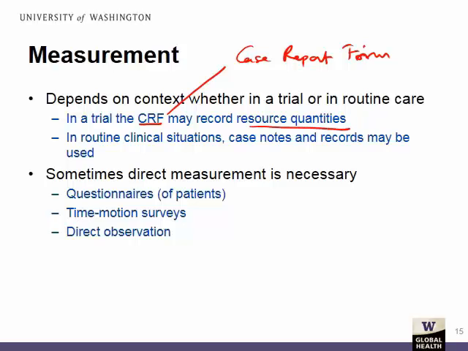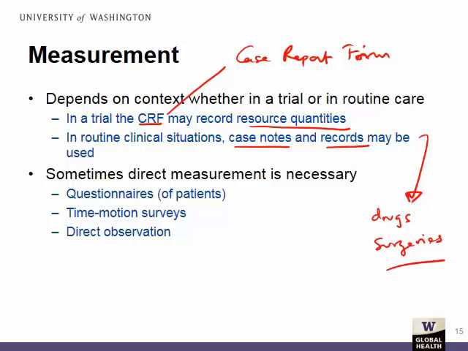In routine clinical situations, you need to go and read the case notes or to get the records. Now, in my experience using records in low and middle income countries, some of them are really bad. So you have a file from a patient and you can't even accurately get a handle on the drugs that were given, the surgeries that were performed. But sometimes you can actually find exactly what resources were consumed by looking at records.